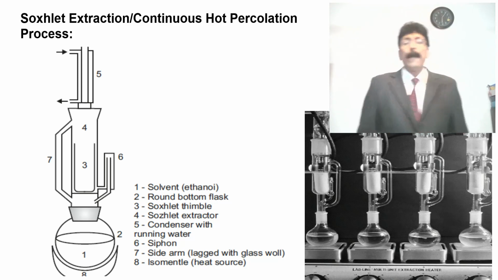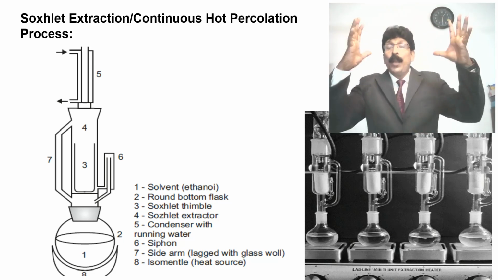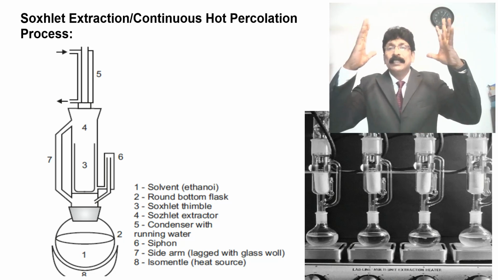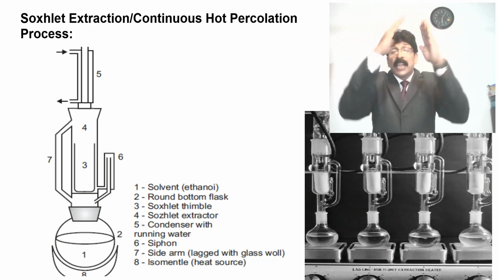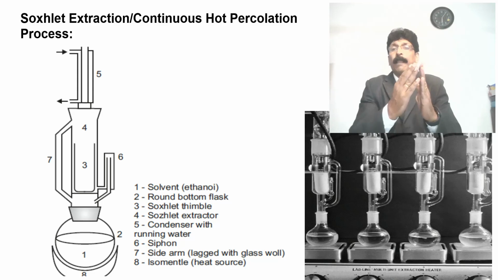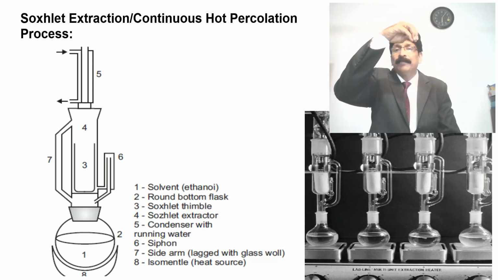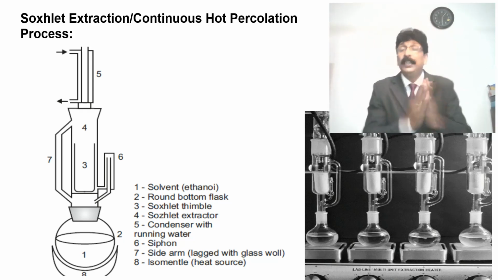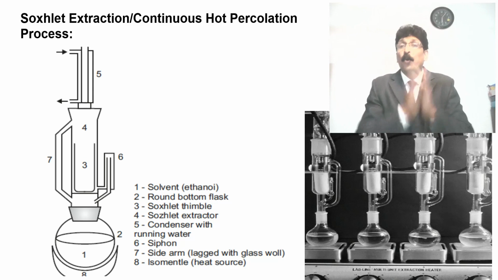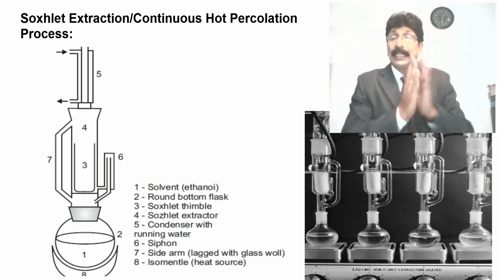What happened? Once it enters number 5, the cooling water condenser, the solvent gets condensed. When it is condensed, it becomes a hot liquid and falls on the drug which you kept in the area number 3. Number 3 is the place where we pack the crude drug which you are interested to extract.